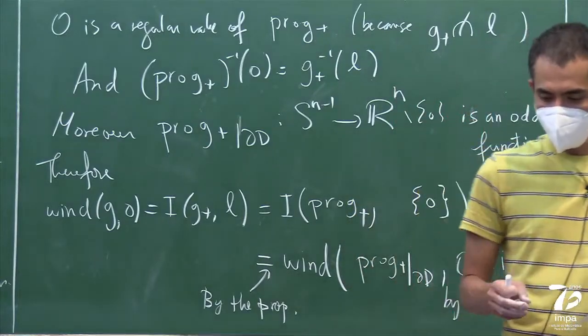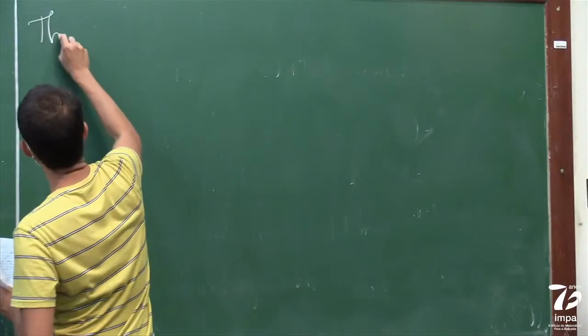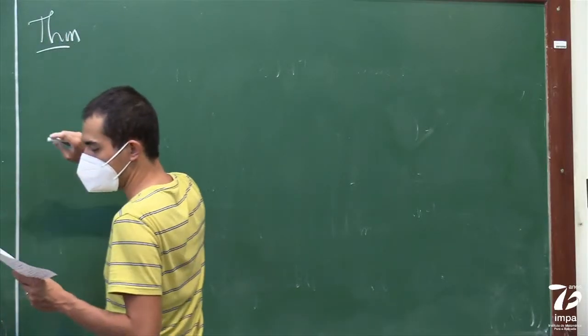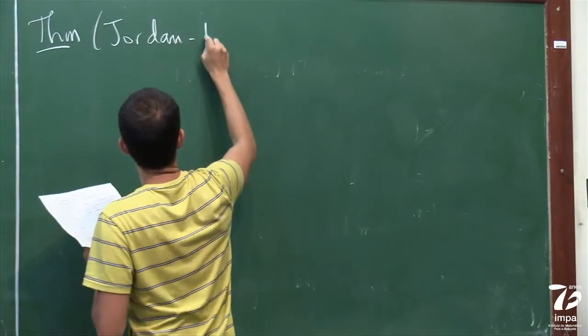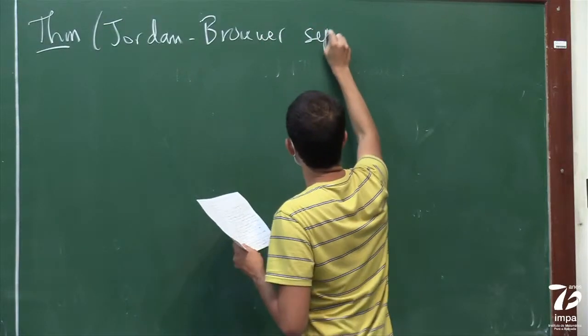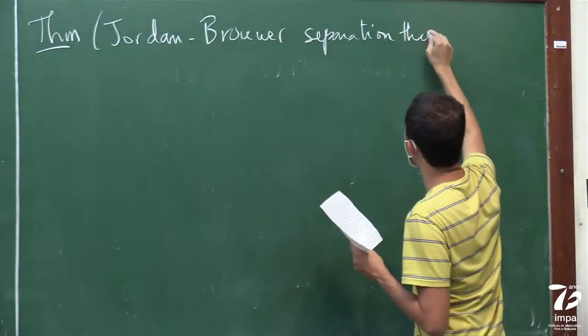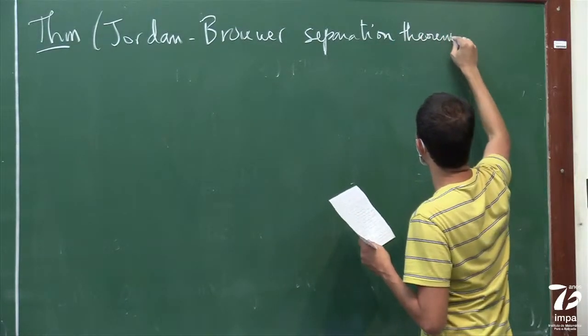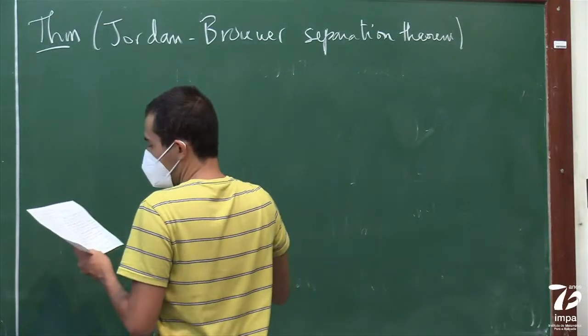All right, so the next theorem is the Jordan-Brouwer separation theorem. Some people know it as the Jordan curve theorem. So, the Jordan-Brouwer separation theorem. Okay, so, let me state the theorem.